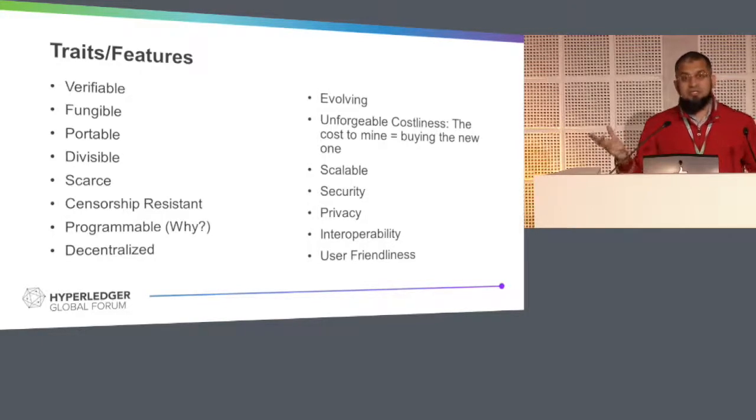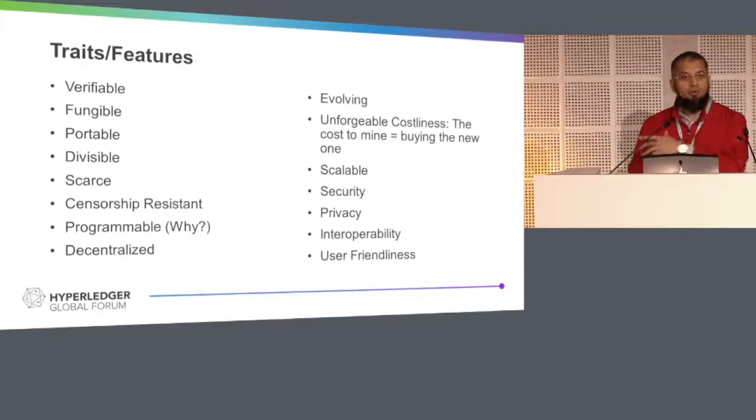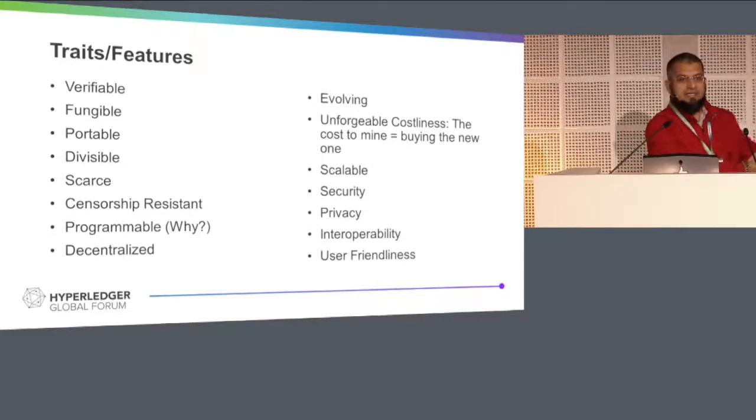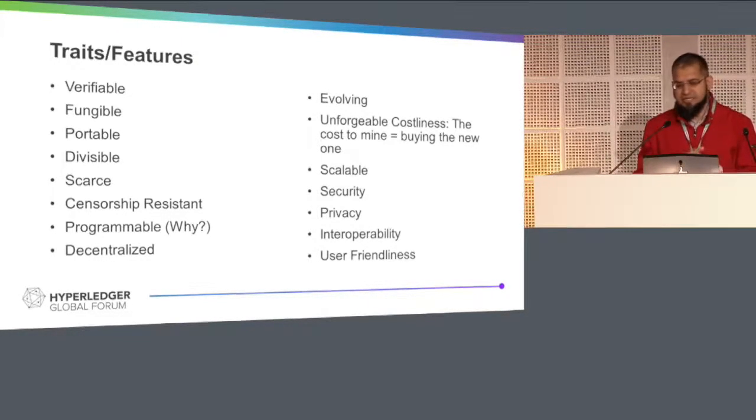Decentralized. All of the genes are decentralized as well. So people are replicating and reproducing in Australia, totally differently from the people who are replicating in Pakistan or in the USA. So they have different kinds of traits and DNA systems. So DNA and biological evolution is decentralized as well. Then we need evolving, something needs to be changed and adapted. Unforgeable costliness. That's the cost to mine a coin equals the cost of buying a new one.